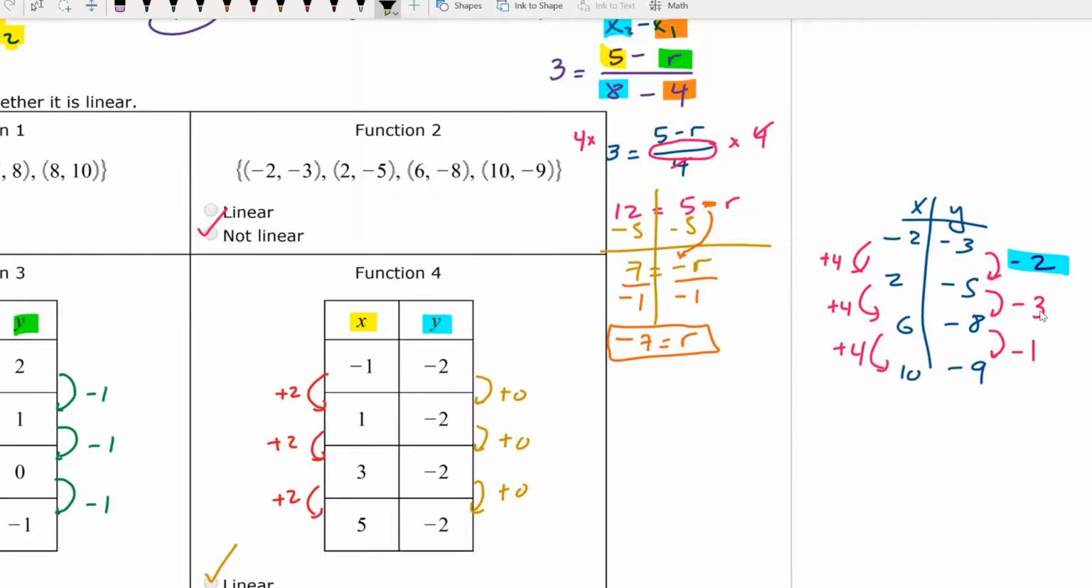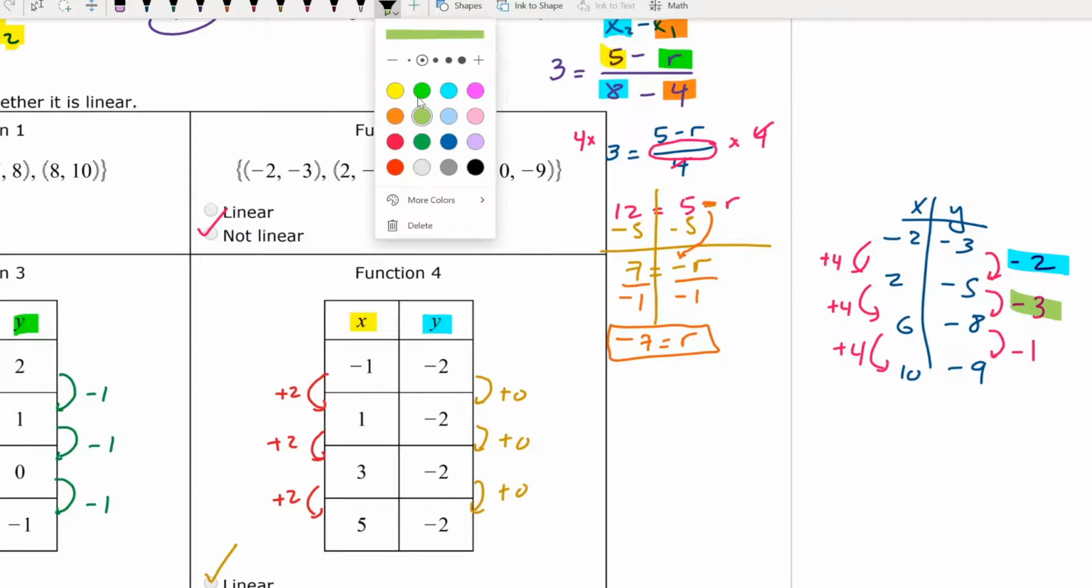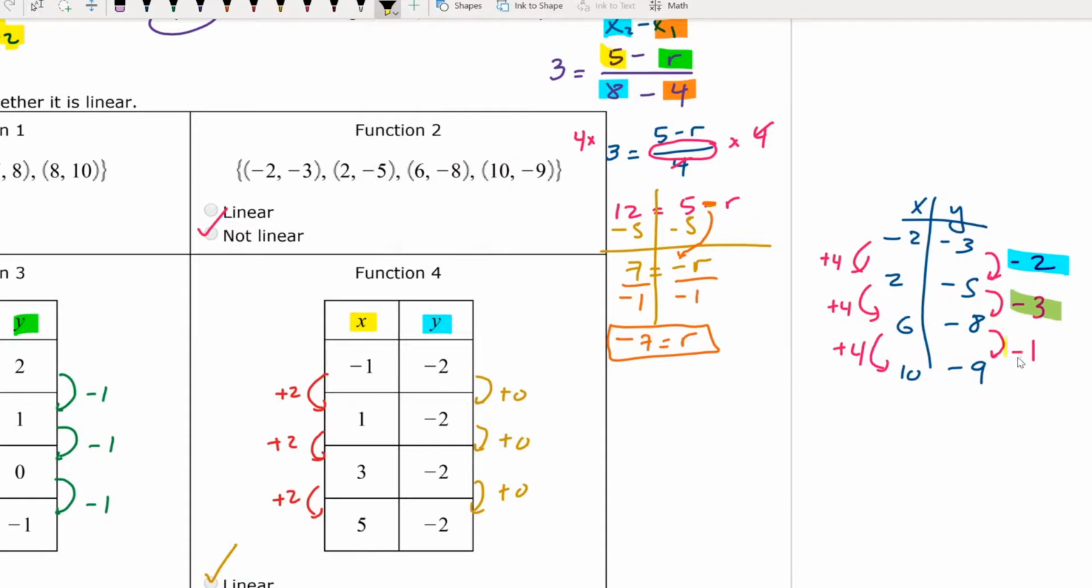One more time, this is -2. This is -3. It's already wrong right there. It has to be the same number. And this is -1. They're not the same. It's not a linear equation.